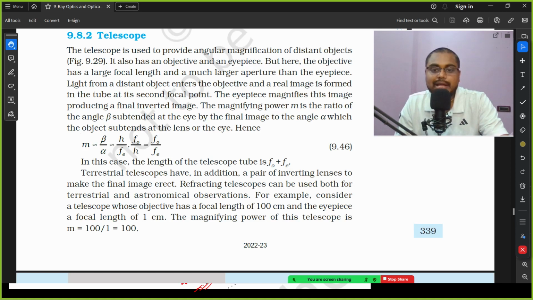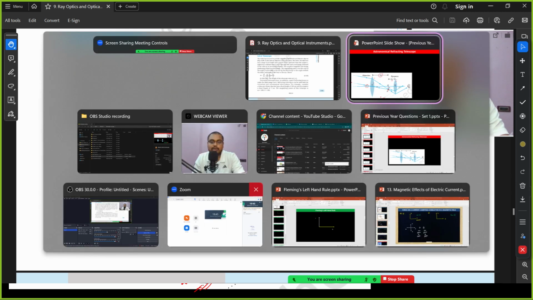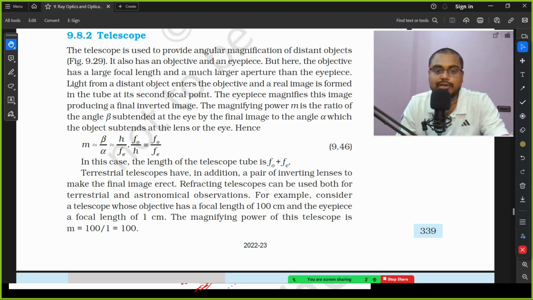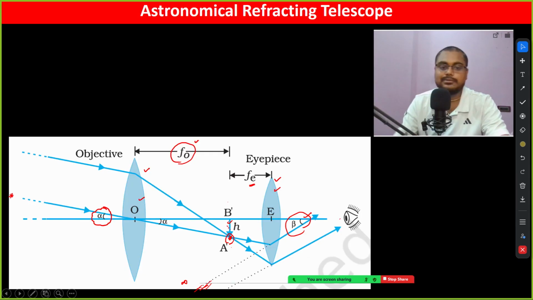The magnifying power m is the ratio of the angle beta subtended at the eye by the final image to the angle alpha which the object subtends at the lens or the eye. So we see this is the final image, and the angle subtended by the final image at the eye is beta. So the magnification is beta by alpha, which is FO by FE. Let us prove how beta by alpha becomes FO by FE.